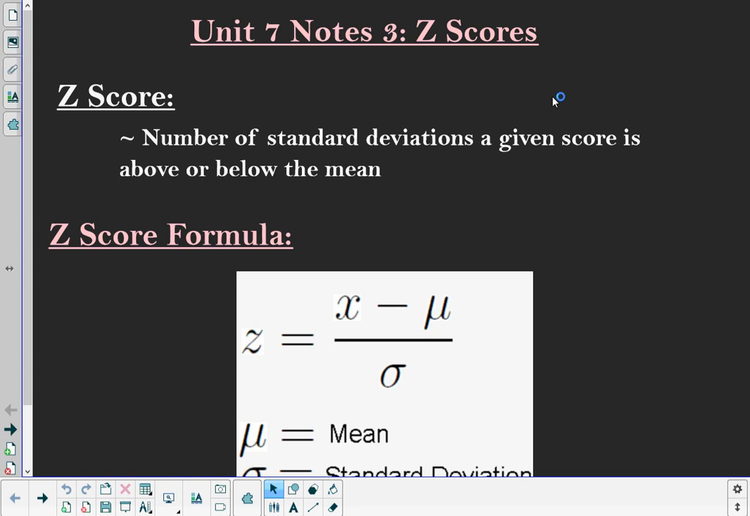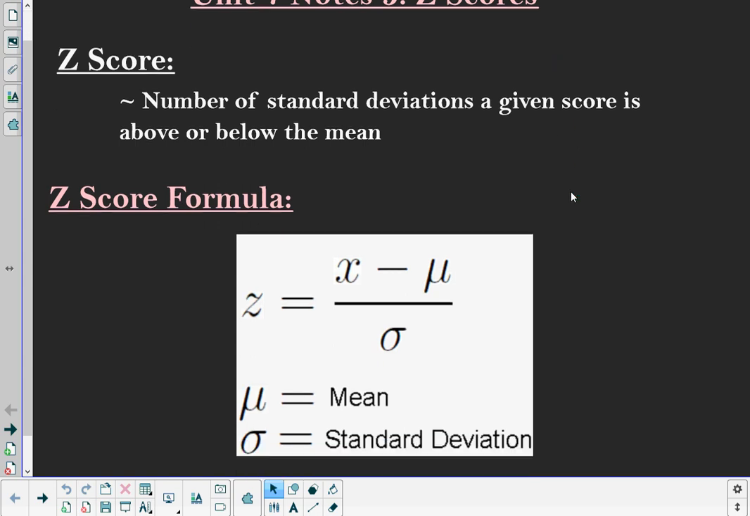So we've spent a couple of days talking about normal distribution and that normal curve that's in your z-score table that you have. And today we're going to talk about how we actually find those z-scores and what our formula is. So remember that a z-score is the number of standard deviations a given score is above or below the mean. So it's on that normal distribution curve where your mean is 0 and your standard deviation is 1.